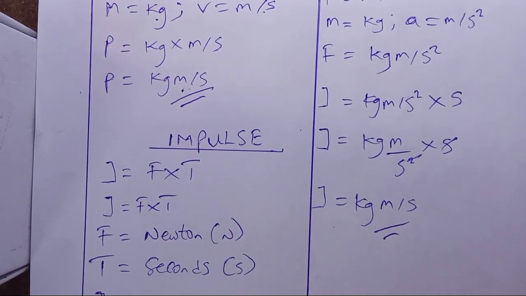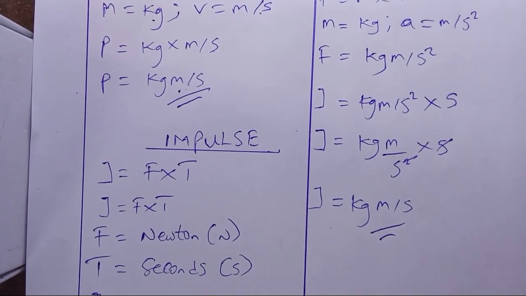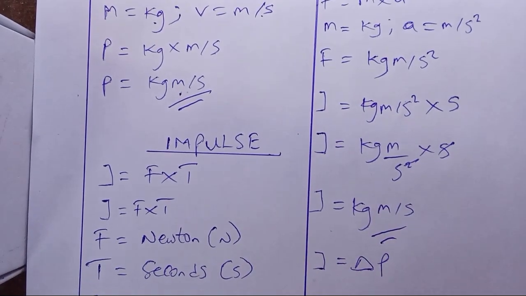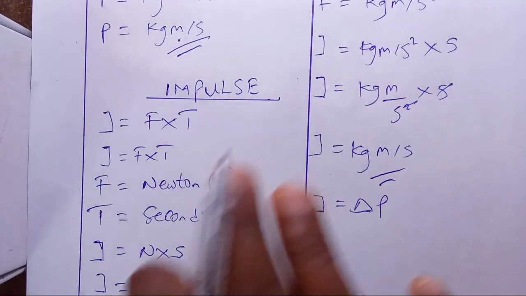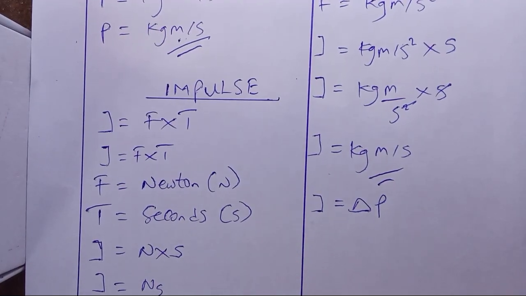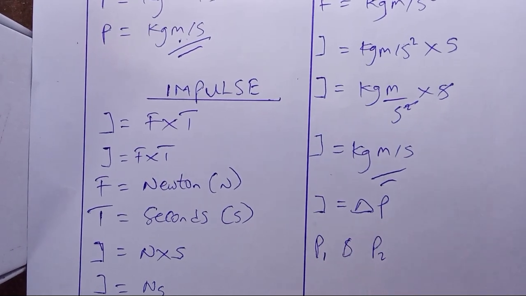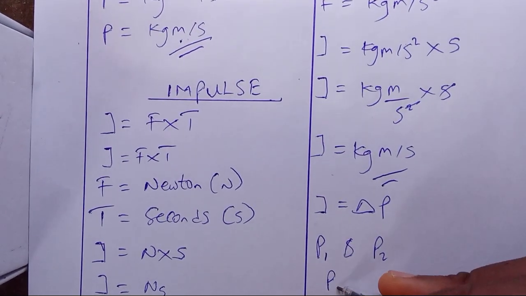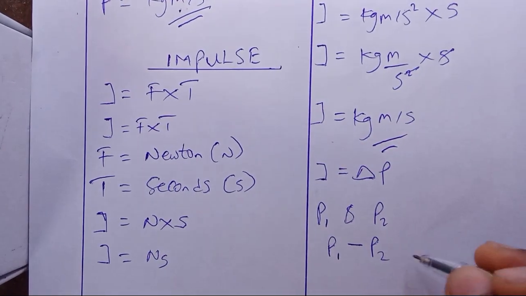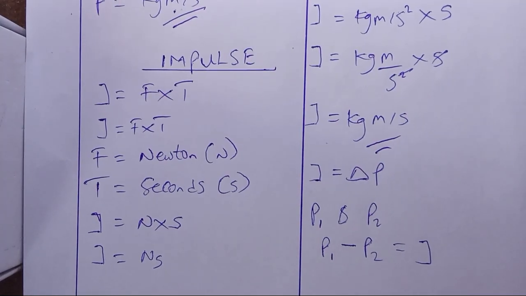Second one, and the most important one, is that impulse is equal to change in momentum. So impulse J is equal to what? Change in momentum P. What does this mean? Meaning, if an object has the momentum of P1, and another object has the momentum of P2, to get the impulse is what? P1 minus P2 equals our impulse J. Impulse is the change in momentum. That's what I wanted to clarify.